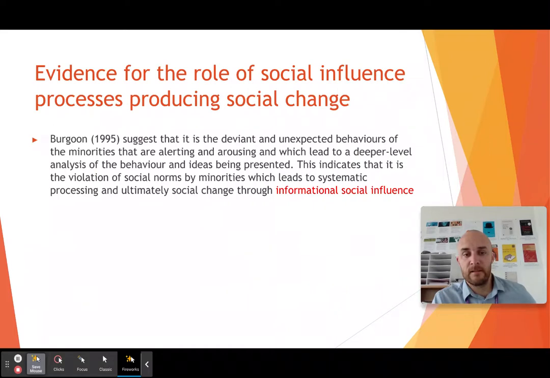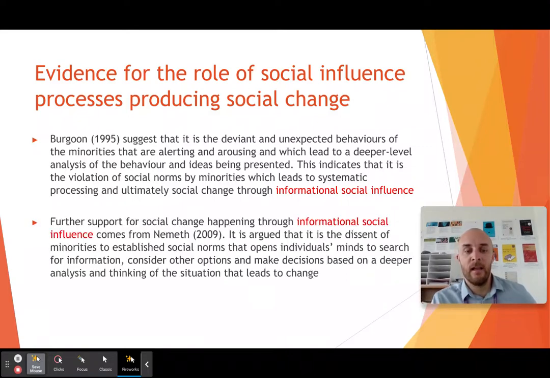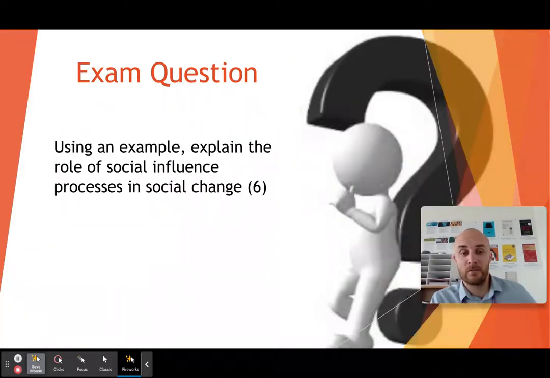Burgoon is a good piece of research here. It said that it is the deviant and unexpected behaviours of the minorities that alert and arouse us, not in the way you may think, and lead to deeper level analysis of our own behaviour. So what Burgoon is saying is these minorities that are, for example, committed to their goal through the augmentation principle do make us actually think about it. This indicates it is the violation of social norms which leads to social change through the ISI. We've also got Nemeth, who we have actually looked at before. You do need to know Nemeth as well.